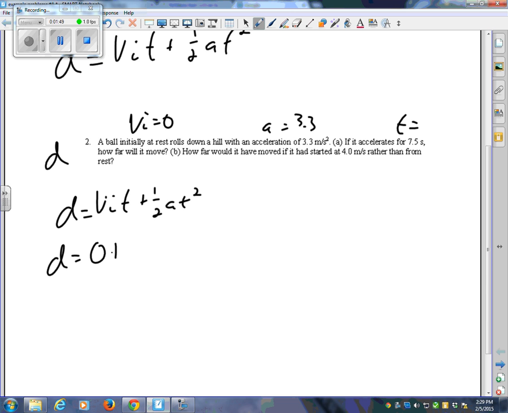That's going to be 0. Do I need to write 0 times 7.5? If you're one of those people that likes all that stuff to be perfect, then you go right ahead. But I know that 0 times whatever is 0. Then 1/2 of the acceleration, 3.3, the time is 7.5 squared. And just work it out, and there's your answer, right? For the most part, that's a pretty straightforward question. That might even be a multiple choice question on a test.